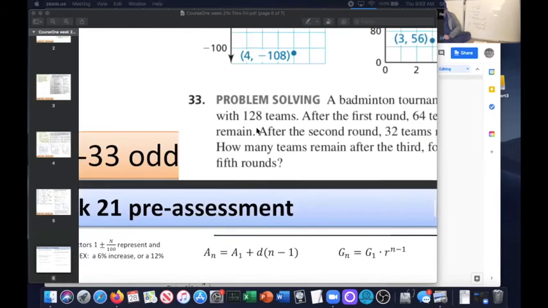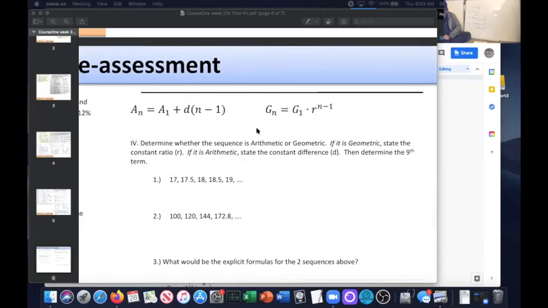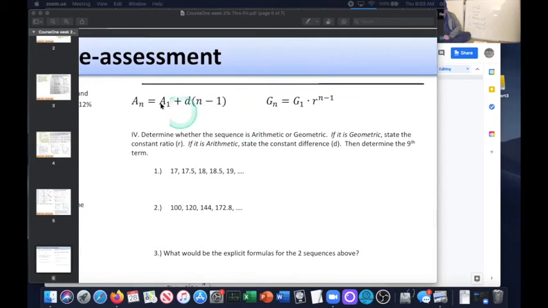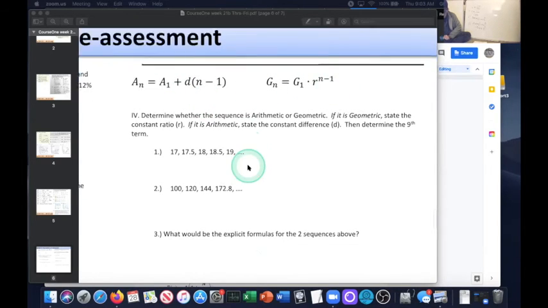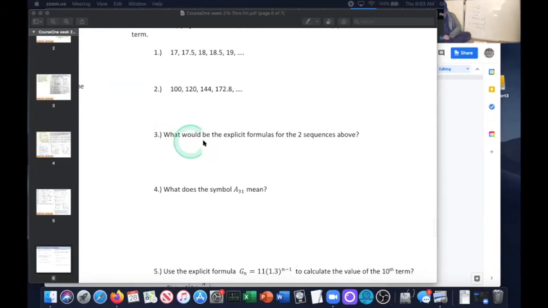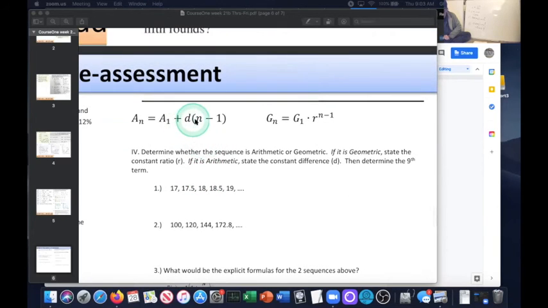So now I gave you the explicit formulas. And if we want to create a formula, which is what number 3 was, you leave the n as a variable. And so you need to find the constant difference, which you're adding or subtracting as you go to the right, and the first term. Same thing here. You leave the n as a variable, you're looking for the common ratio, which is what you're multiplying as you go to the right, and then the first term.